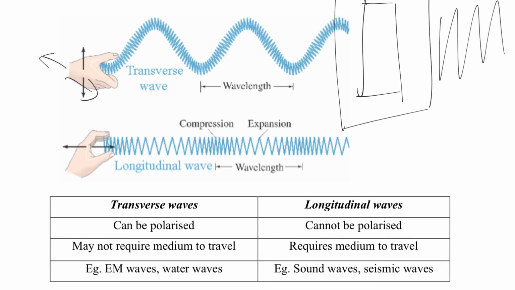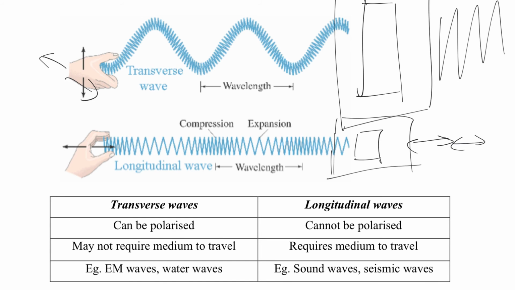Whereas with longitudinal waves, you can't, because the moment you put in, let's say, a slit here, and say, oh, I only want to select one direction, how? Your wave just travels front and back only, so every direction means it either passes through or not. Therefore, longitudinal waves cannot be polarized. That's it. Another difference is that transverse waves may not require a medium to travel.